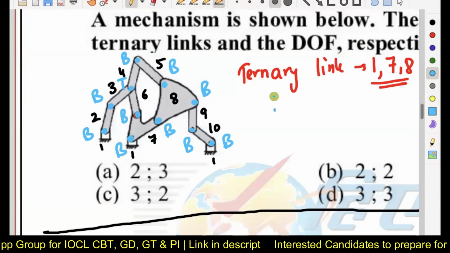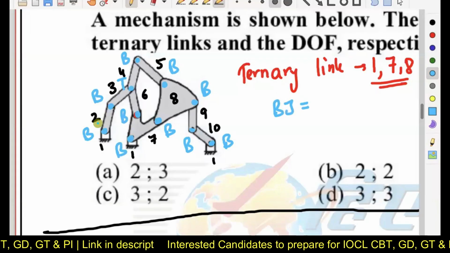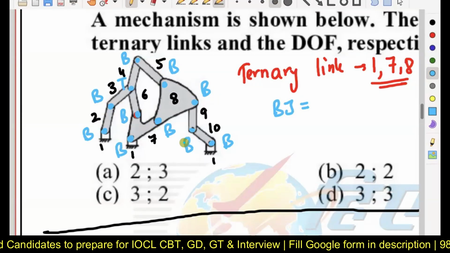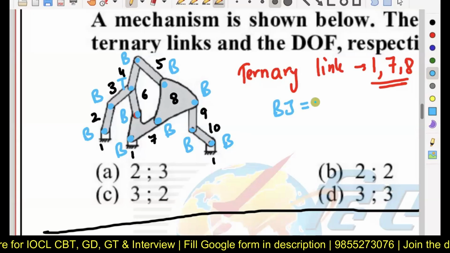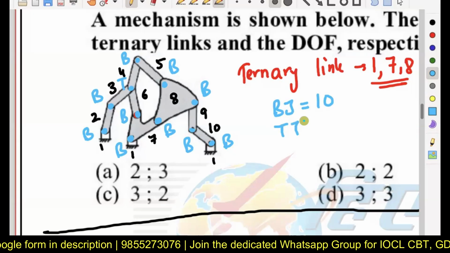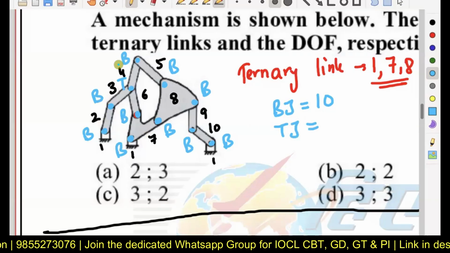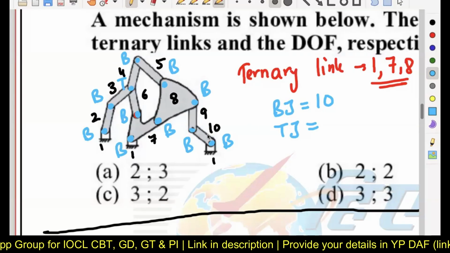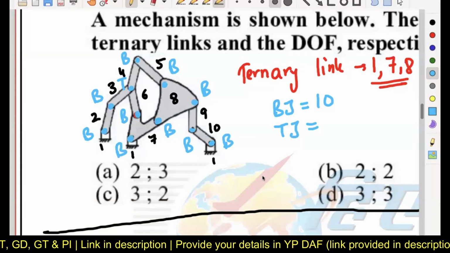Can I say how many binary joints there are? 1, 2, 3, 4, 5, 6, 7, 8, 9, 10. 10 binary joints are there. Now how many ternary joints are there? 1, 2, 3, 4, 5, 6, 7, 8, 9, 10. Everything is counted now. Just check it once.